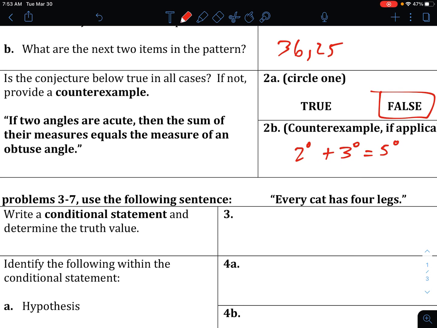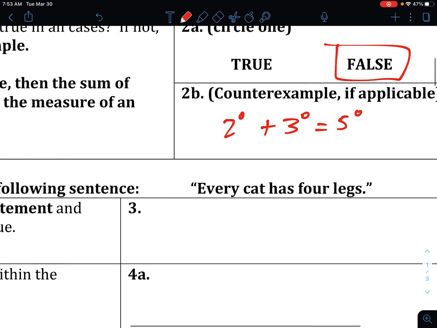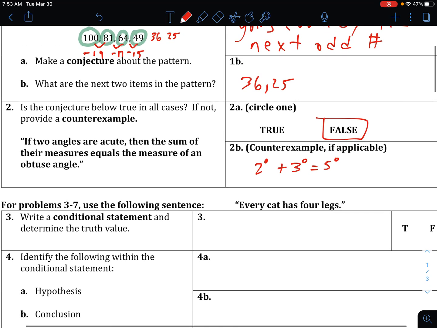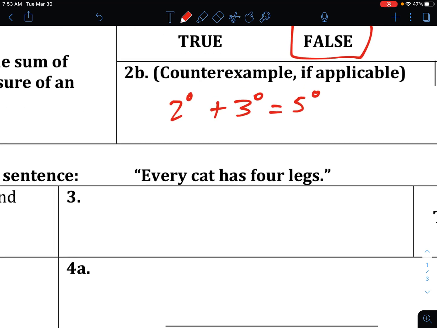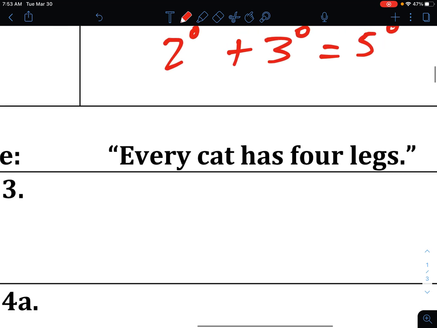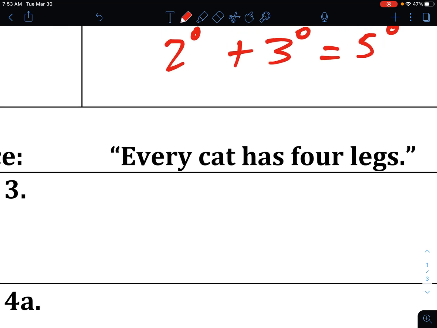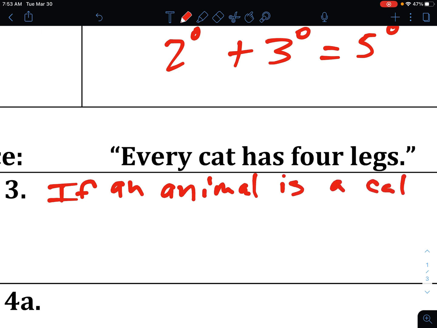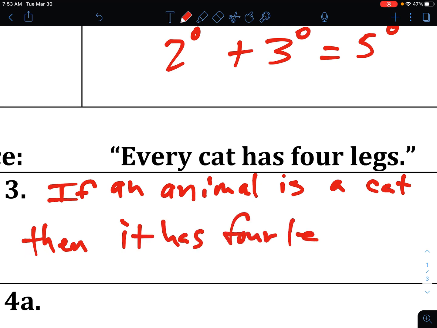All right. 3 through 7, we are going to use the following sentence. Every cat has 4 legs. So we're going to write a conditional statement, an if-then statement. And this is where you get to be a little creative. Every cat has 4 legs. So I'm going to put if an animal is a cat, then it has 4 legs, right?